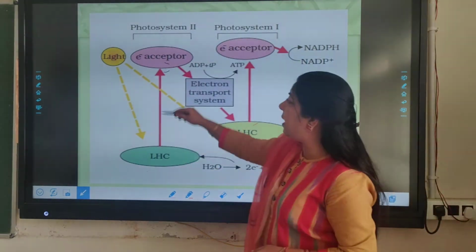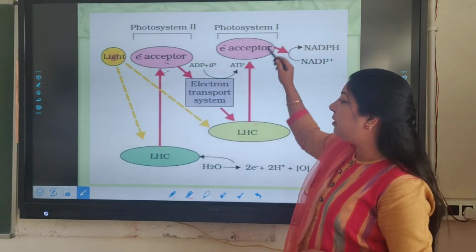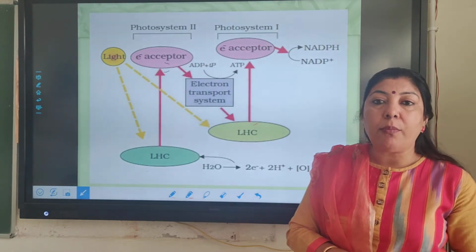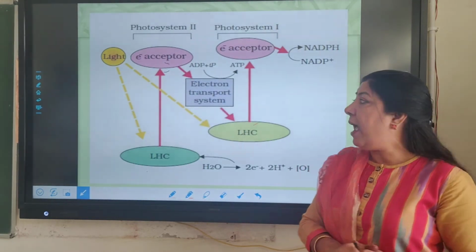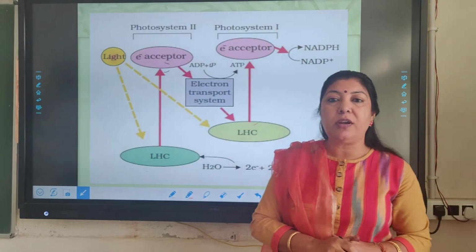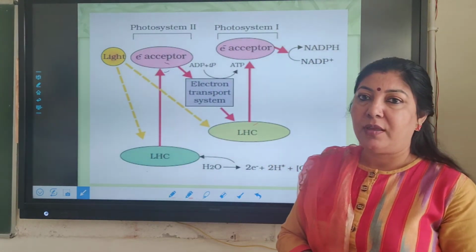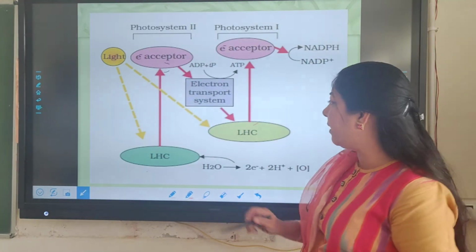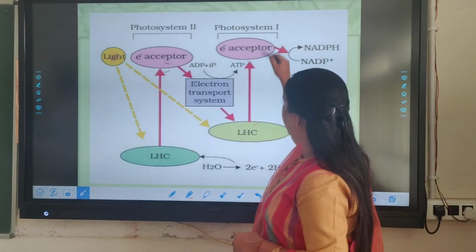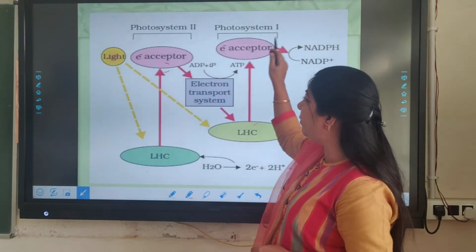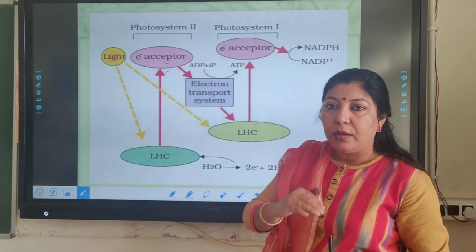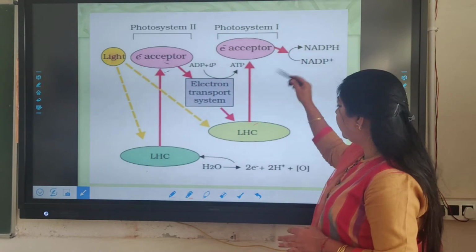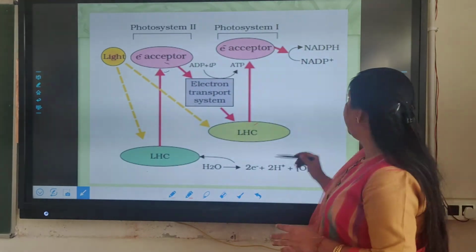Okay, so this scheme is called as Z scheme. This was given by Robin Hill, and that's why this is also called as Hill reaction. This light reaction, Z scheme reaction, is also called as Hill reaction. So that's why the movement of the electrons is from low to high, then to low, then high, and in this way this scheme is called as Z scheme.